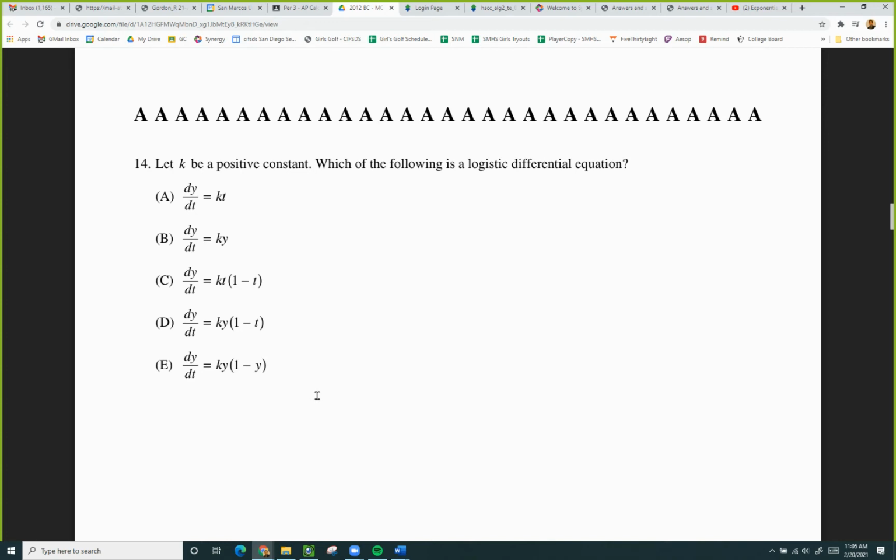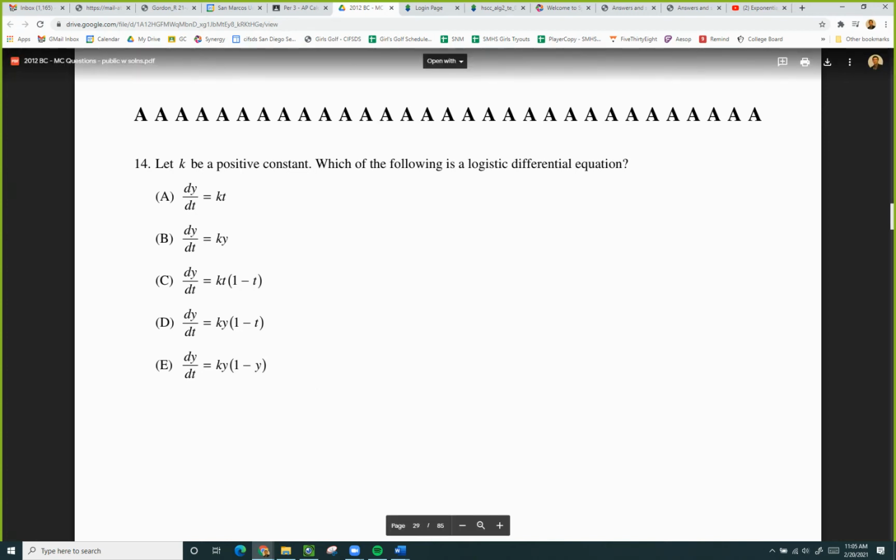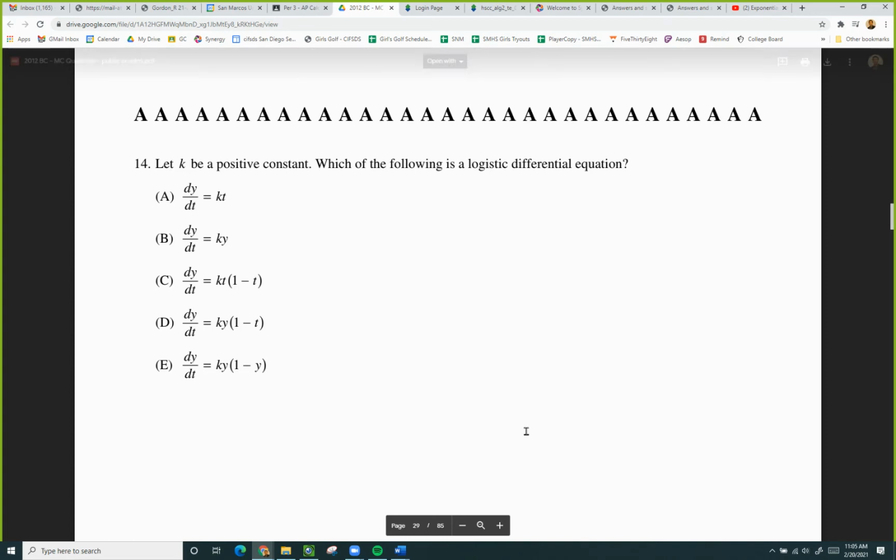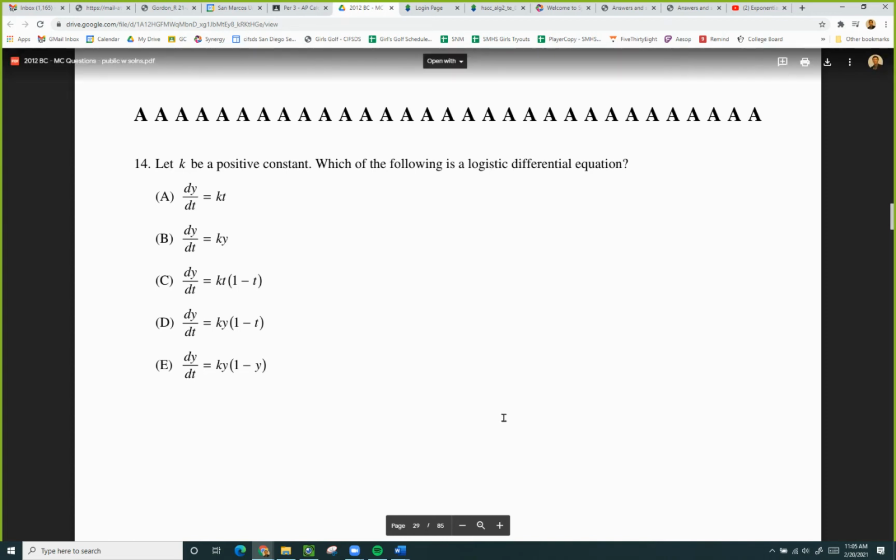Mr. Gordon, is every logistic growth problem going to be like this? Because then it is just like a formula, memorizing the formula, just kind of thing.